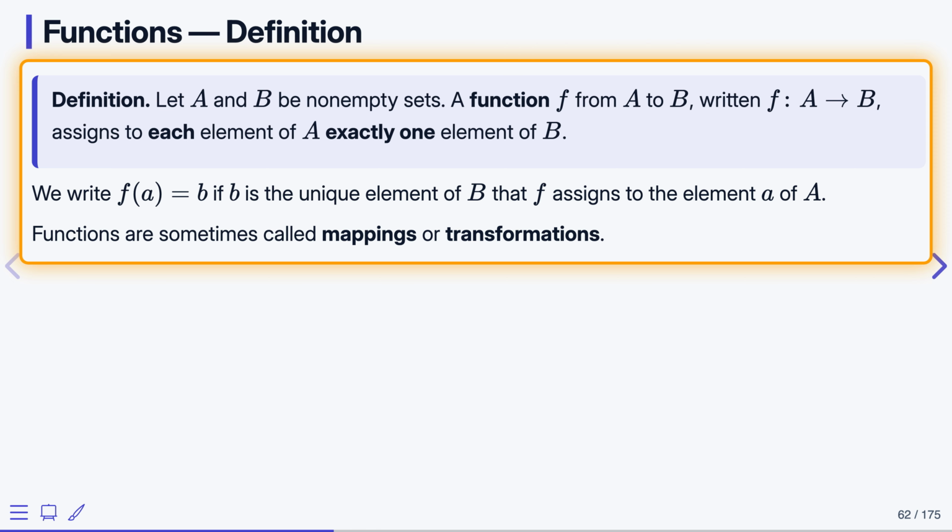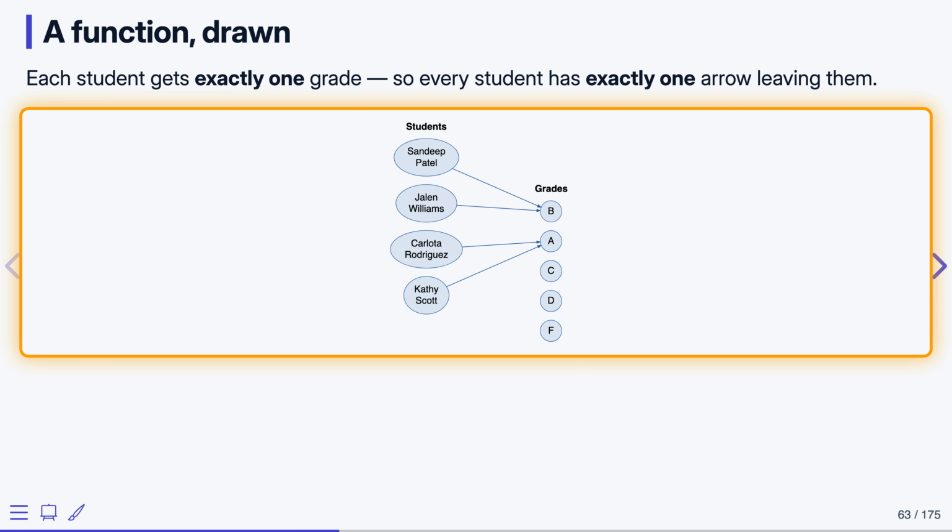Functions have other names too. Sometimes we call them mappings and sometimes transformations. Let us look at a picture of one. Look at the picture. The left side holds 4 students. The right side holds the grades. Each arrow shows the grade one student received. Carlota Rodriguez maps to grade A. Sandy Patel maps to B. Jalen Williams also maps to B. Kathy Scott maps to A.